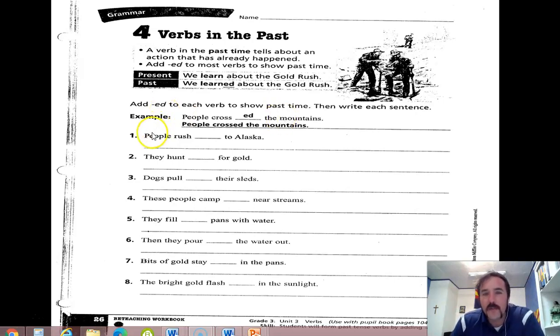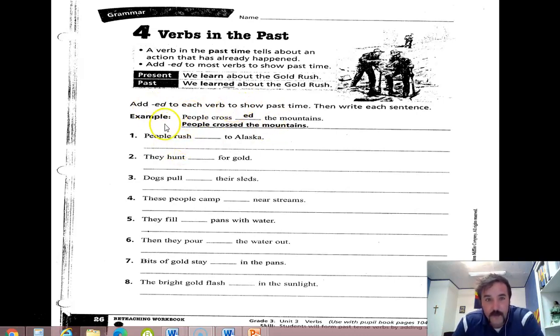So, right now, this sentence is in present tense. People rush to Alaska. Well, you need to make it past tense, so do just what the directions say. Add ED to each verb to show the past time, then write the sentence. Please notice there's 2 steps. A lot of you guys are just doing this and say, oh, that's easy, just add ED, ED, ED, ED. And I'll say, yes, that's a great start. Then you need to finish the assignment by writing the sentence. There's only 8 of them. You'll be okay. The point of this is to get used to writing past tense verbs by adding ED.